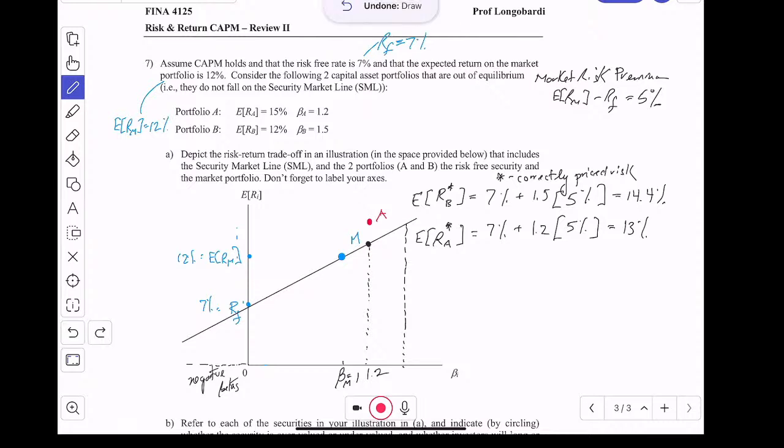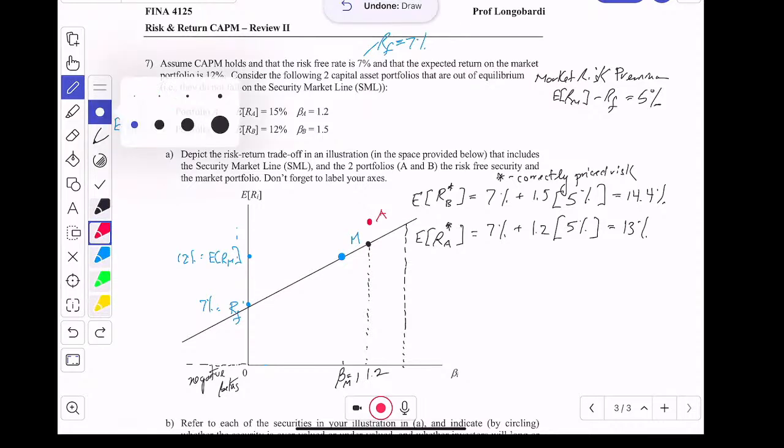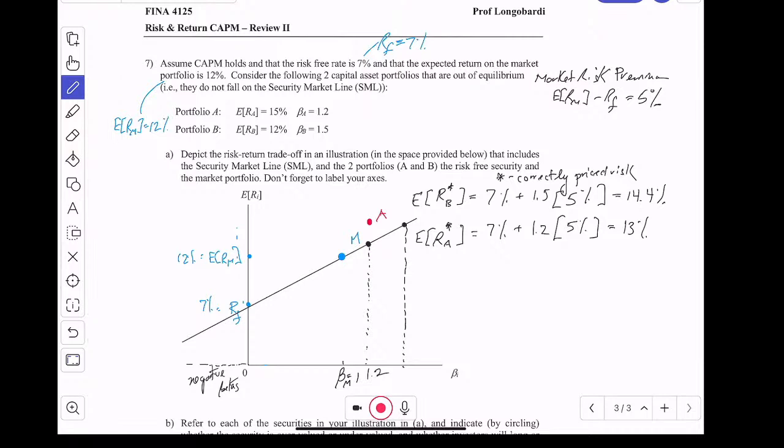Sorry, I'm going to use black. That should be 14.4. Oops.